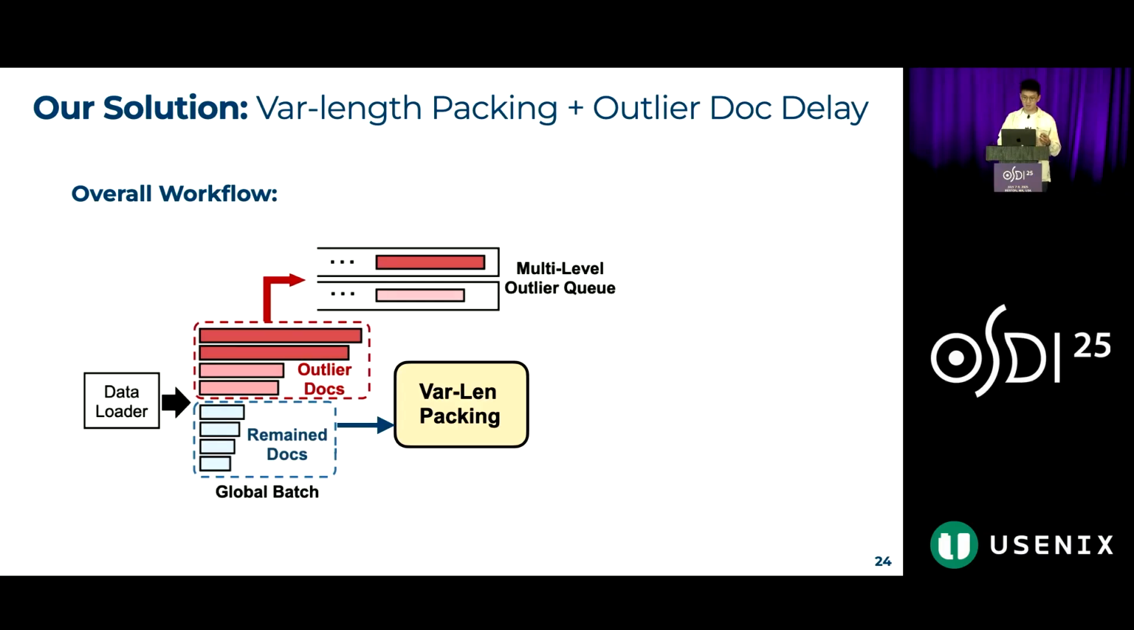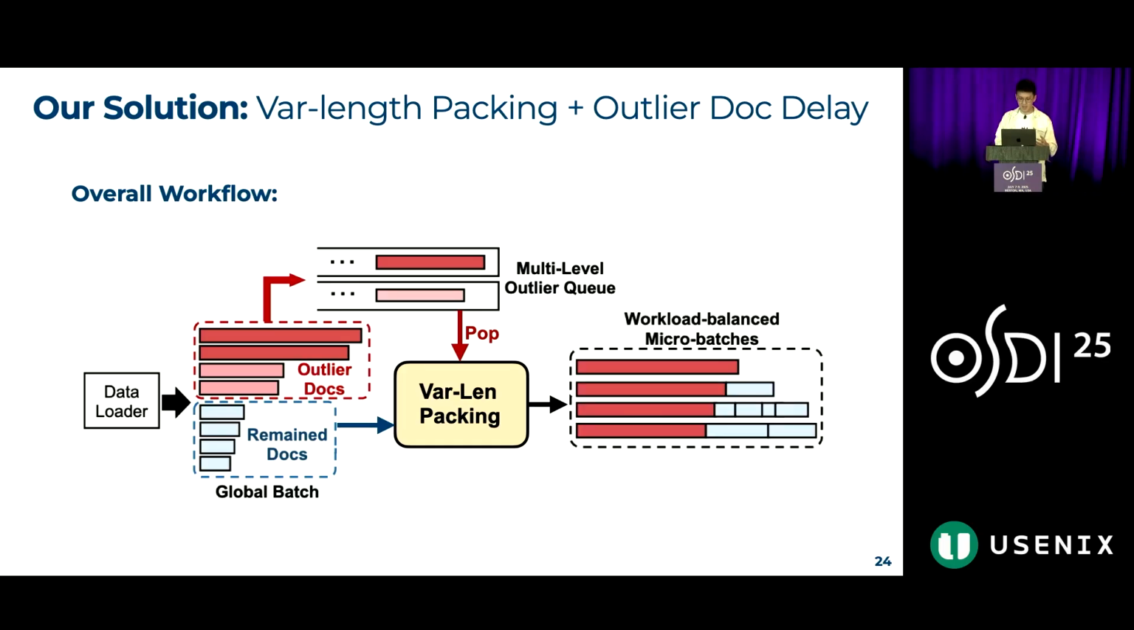And when the outlier queue accumulates enough batches for each macro batch, they will be popped out and added to the current batch. And the batching strategy follows the variable length packing to output the macro batches with balanced workload. You can find more details about our packing strategy in our paper.